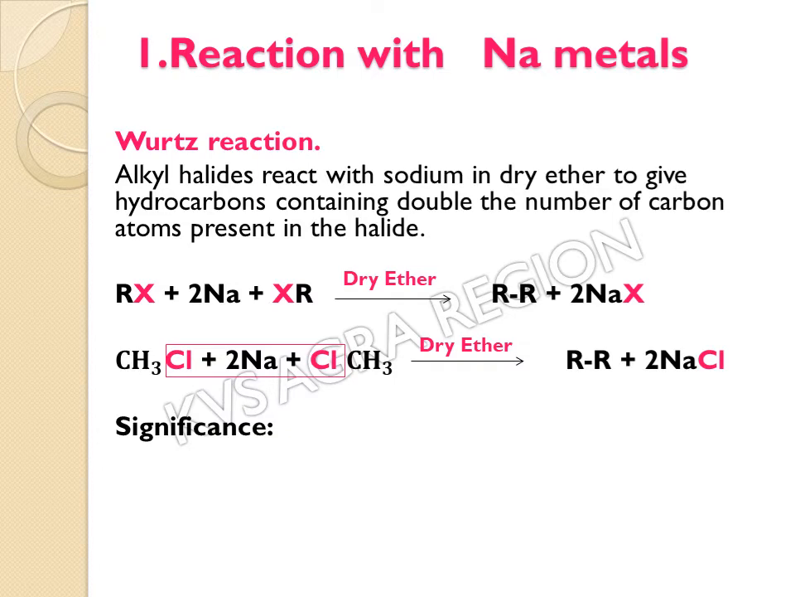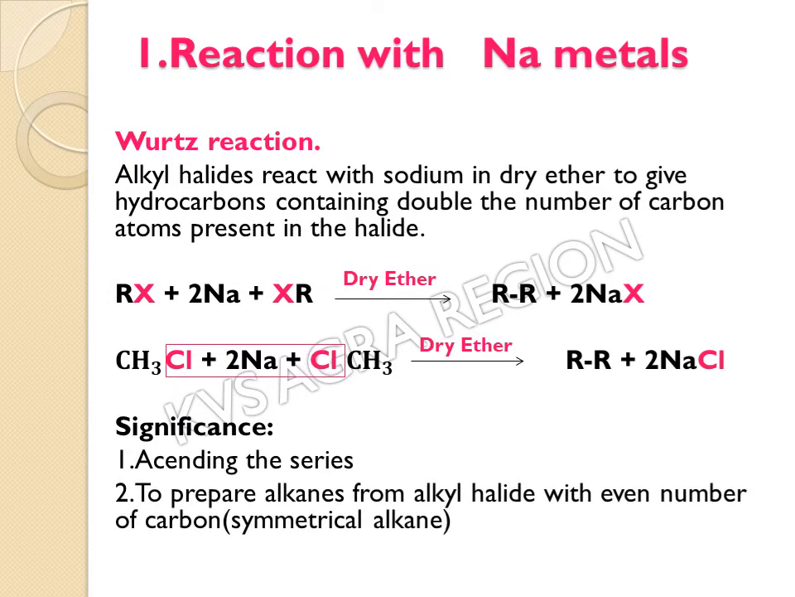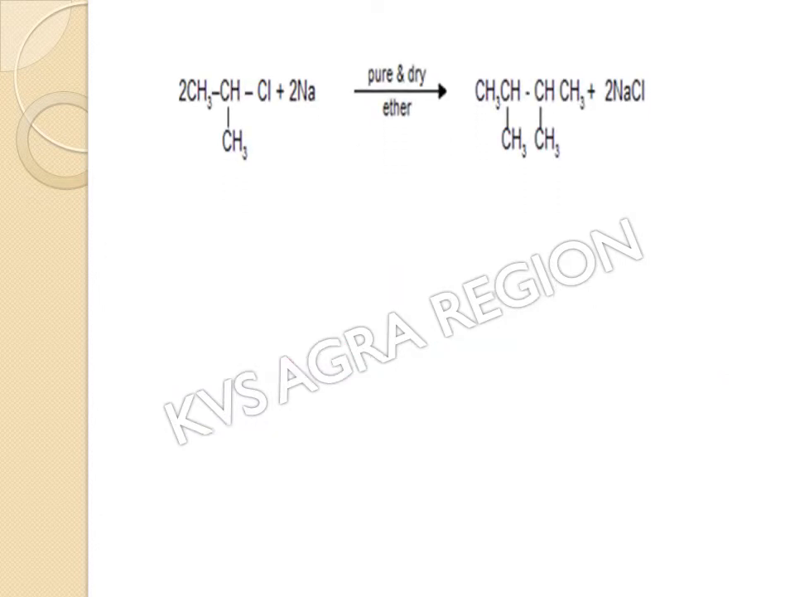Now, the significance of Wurtz reaction. As we see, the number of carbon atoms becomes double, and hence it is used for ascending the series, that is, for increasing the number of carbon atoms in the chain. Secondly, it is used to prepare alkanes from alkyl halides with an even number of carbons, or we can say symmetrical alkanes. Here you can see 2-chloropropane. It reacts with sodium metal in the presence of pure and dry ether to give 2,3-dimethylbutane.